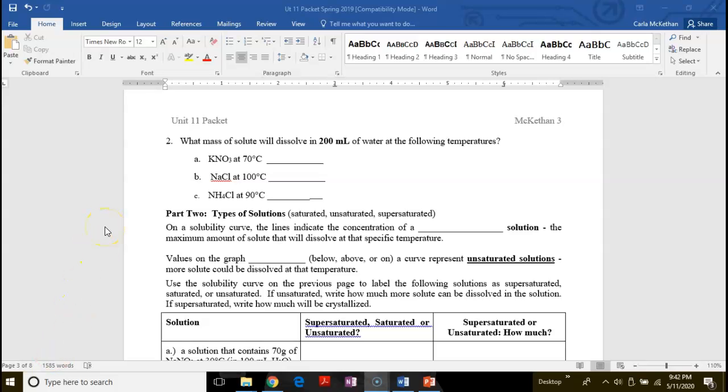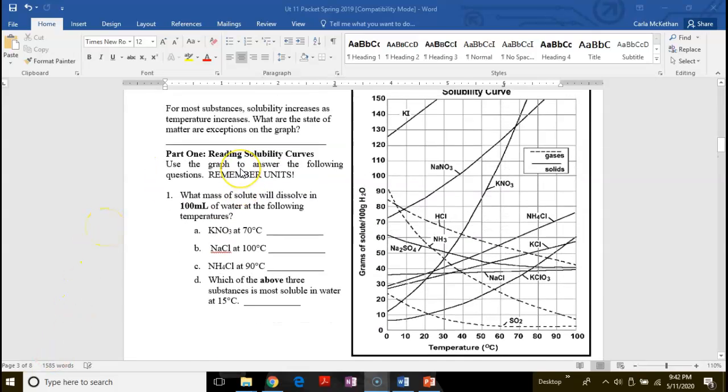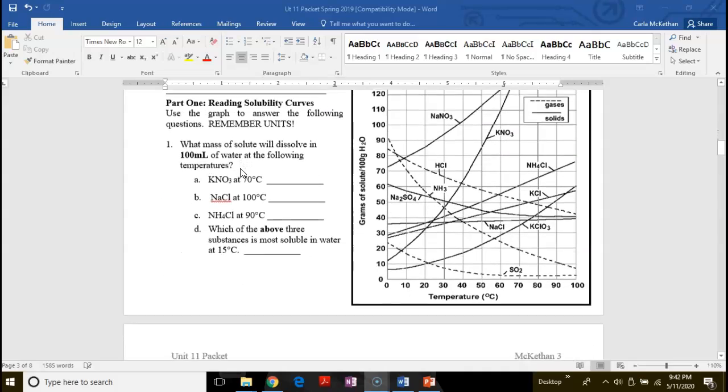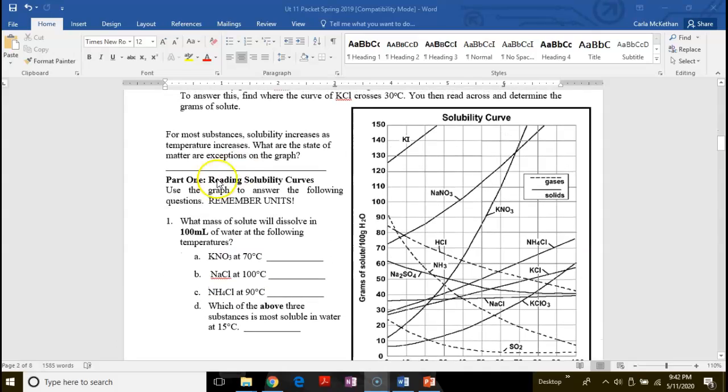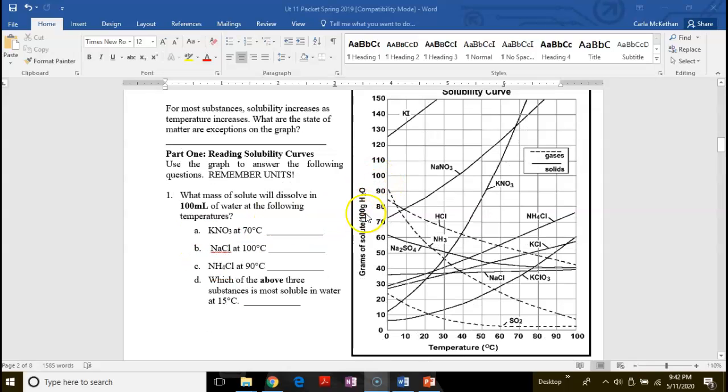Alright guys, so you just did page 2 for homework. And when you got to number 1, it asked you what's the mass of solid that would dissolve in 100 milliliters of water. If you look at your graph, you'll see that it says grams of solid over 100 grams of water. So FYI to you guys, because water has a density of 1 gram per milliliter, 100 grams of water is the same as 100 milliliters of water.